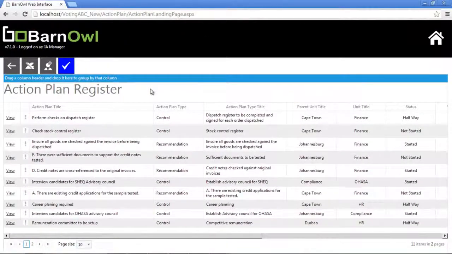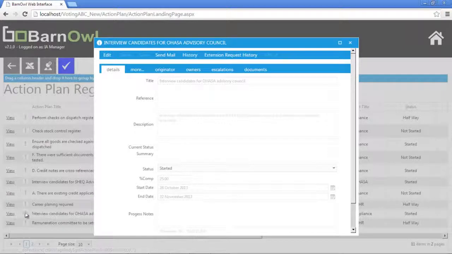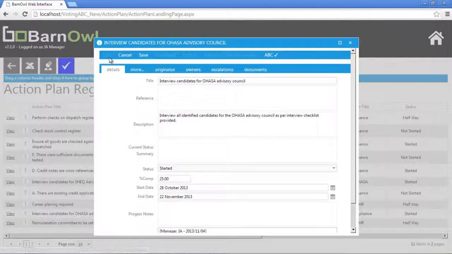Once areas of non-compliance are identified, live action plans can be captured, distributed, and monitored. BarnOwl's web-based action plan portal enables action plans to be sent and responded to by anyone within your organization without the need for a software license.